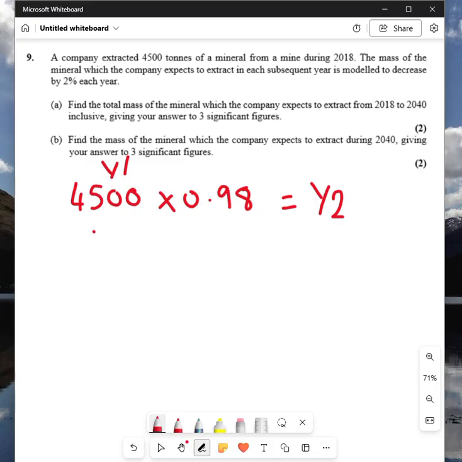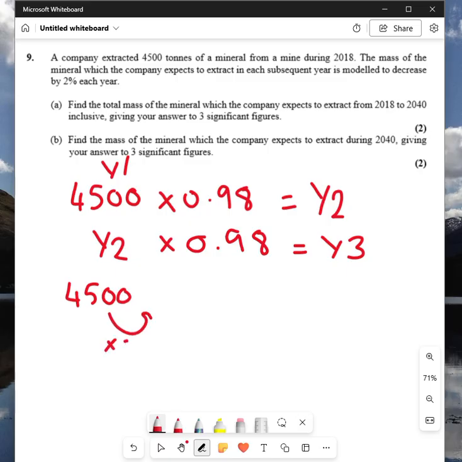And then if I take year two, I know that every year it decreases by 2%. So if I take the year two value and times that by 0.98, that would get me what I'd get in year three. So can you see, it's a geometric sequence because it's going to be times by 0.98 every time. So that gets me my year two value. So the first thing is identifying that.